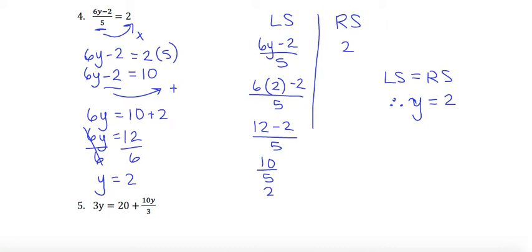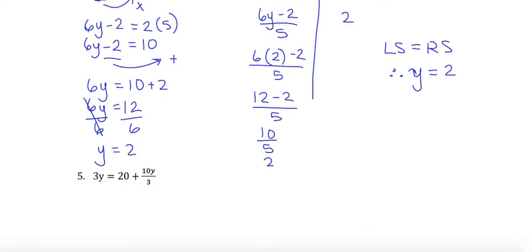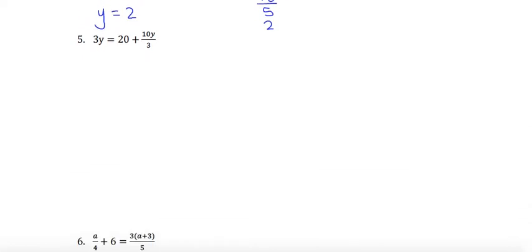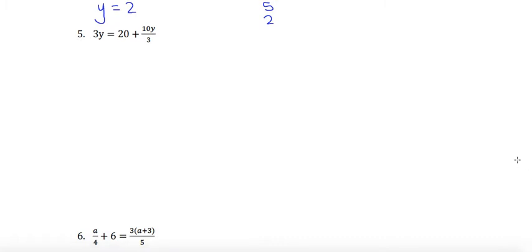We're going to go through 2 more examples just so that you have some more practice, so more examples to refer to when you're doing your questions. So the next one is 3y equals 20 plus 10y over 3. So this is one where we're going to have to multiply every term by our denominator. So we only have one denominator, so we're going to multiply everything by 3. Okay, so I'll show you what that looks like.